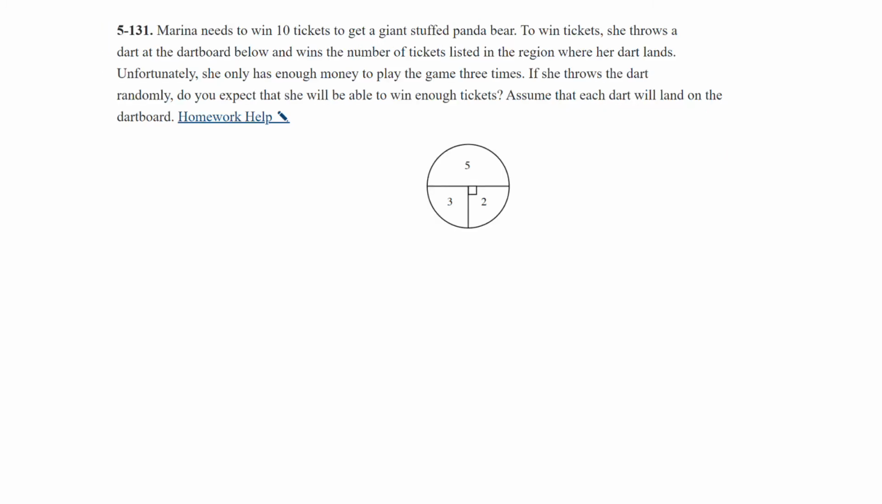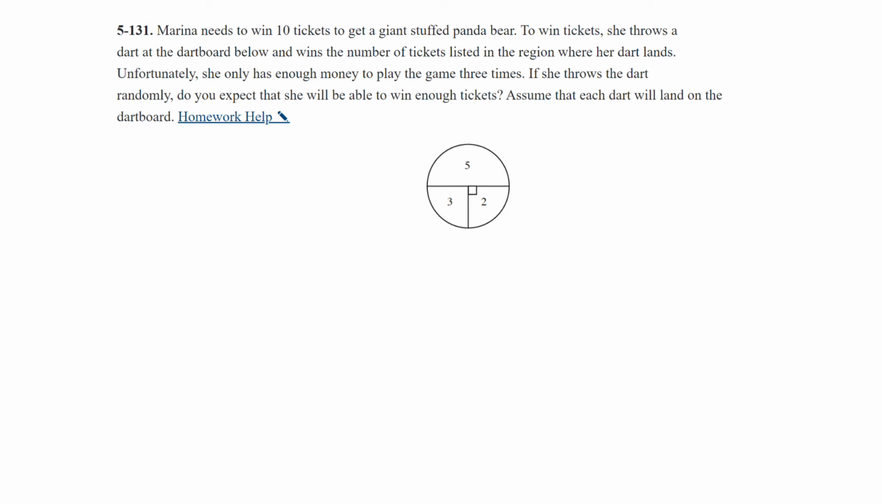Question 131. Marina needs to win 10 tickets to get a giant stuffed panda bear. To win tickets, she throws a dart at the dartboard below and wins the number of tickets listed in the region where her dart lands. Unfortunately, she only has enough money to play the game 3 times. If she throws the dart randomly, do you expect that she will be able to win enough tickets, assuming that each dart will land on the dartboard?